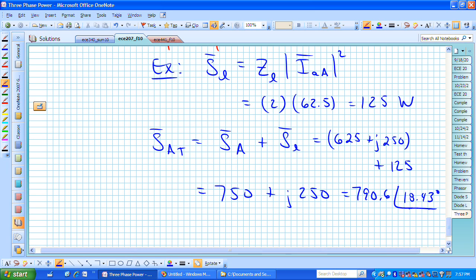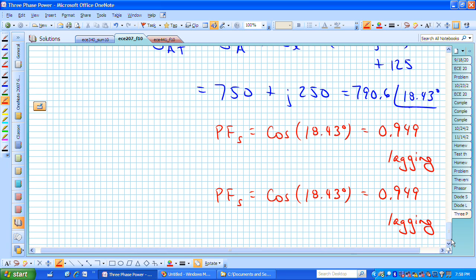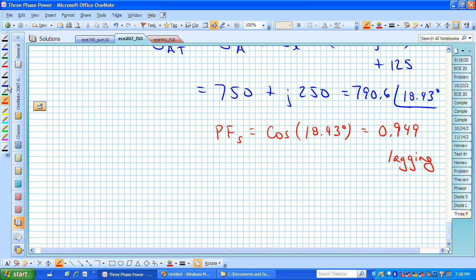And if we needed it, then we could find the power factor of the source, which is the cosine of that 18.43 degrees, which is 0.949 lagging. That's one way that we could solve that particular problem of finding the source complex power or power factor.